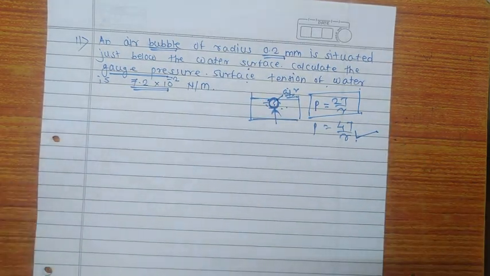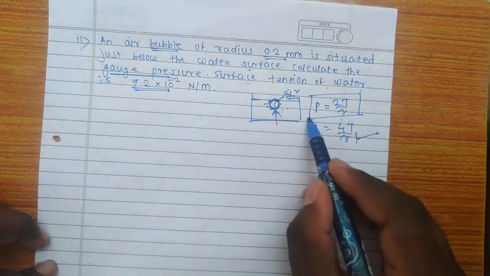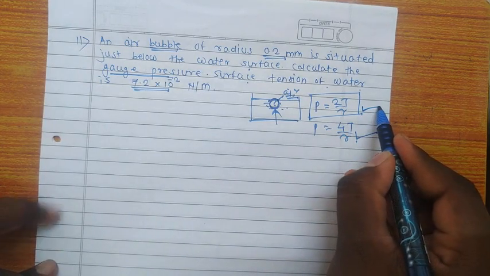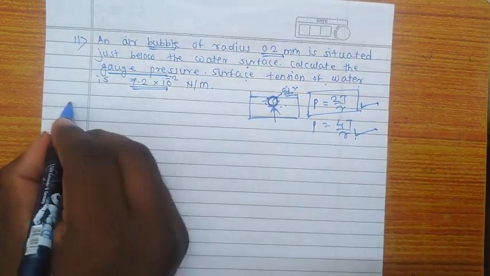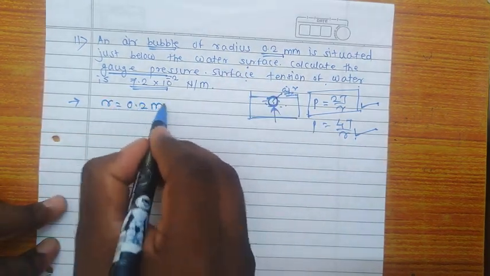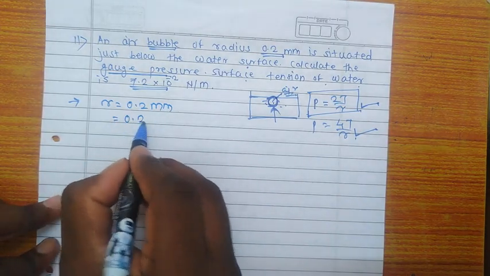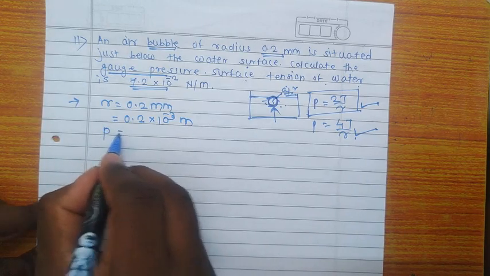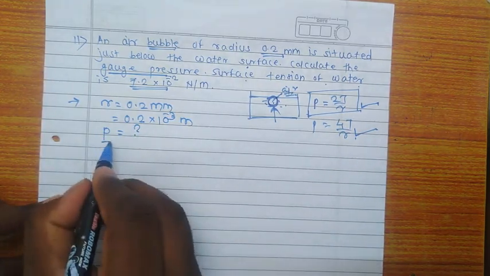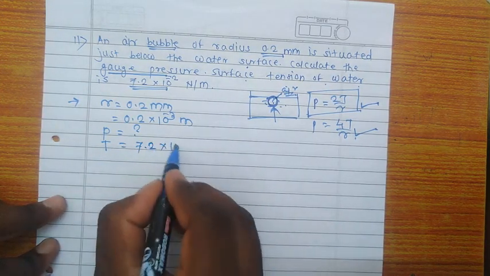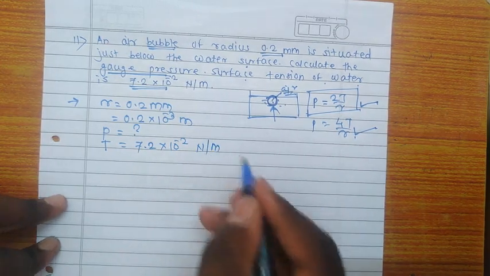This is so much important. This question is a little bit tricky, but we can understand how to find this. So we will use this formula for the excess pressure. First of all, I'll write the given. Radius is given, R is equal to 0.2 millimeter, which will be equal to 0.2 into 10 raised to minus 3 meter. We have to find the excess pressure, so P is equal to question mark. Surface tension T is given. T is equal to 7.2 into 10 raised to minus 2 Newton per meter.